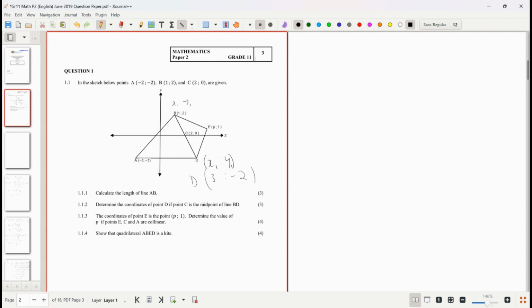So if they fall on the same line, what does it mean? It means that they share the gradient.